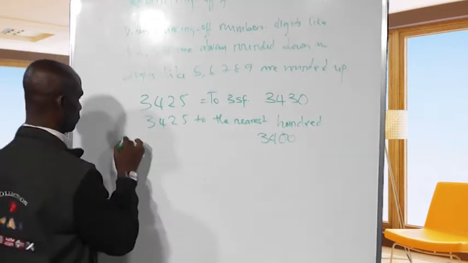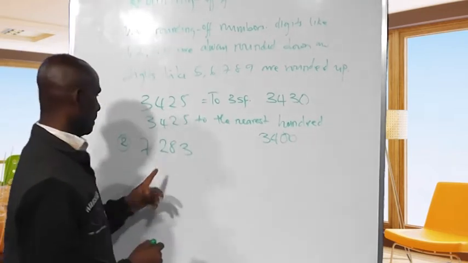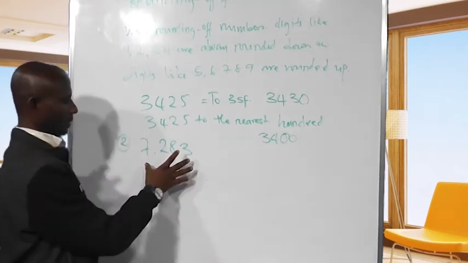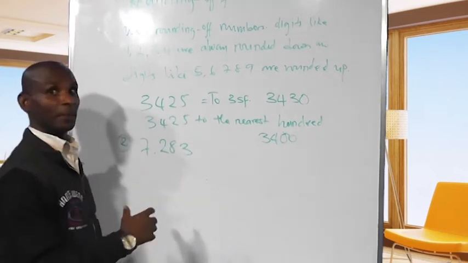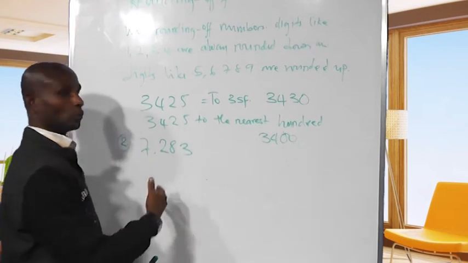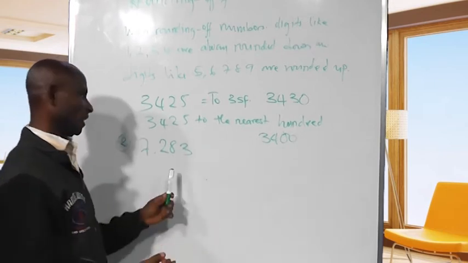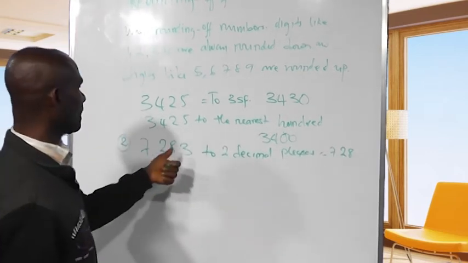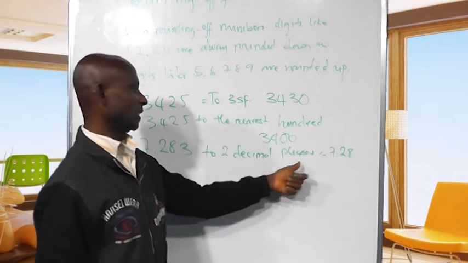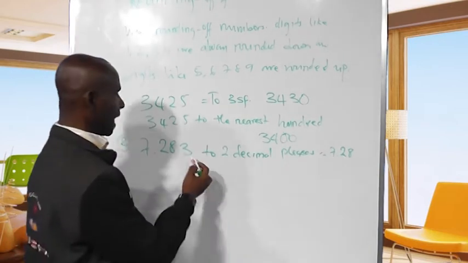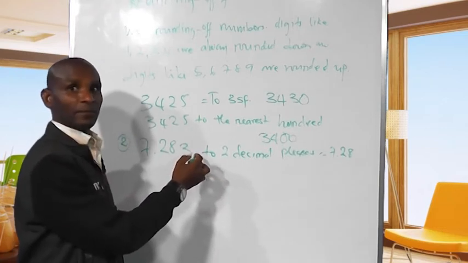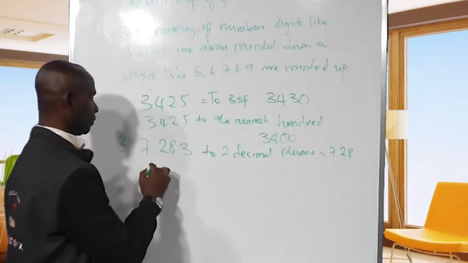Let's do example 2. We have a number like 7.283. We can convert this number to 2 decimal places and also convert to 1 decimal place or to the nearest whole number. If we have to convert 7.283 to 2 decimal places, this is what we have. We round down this. It's not up to 5. We round it down.